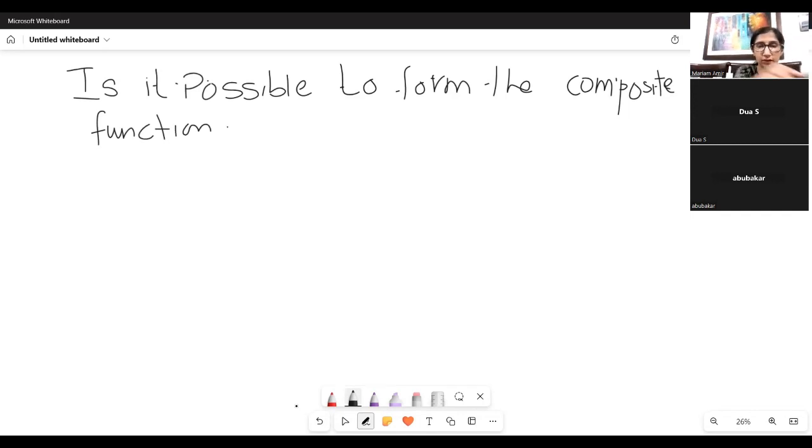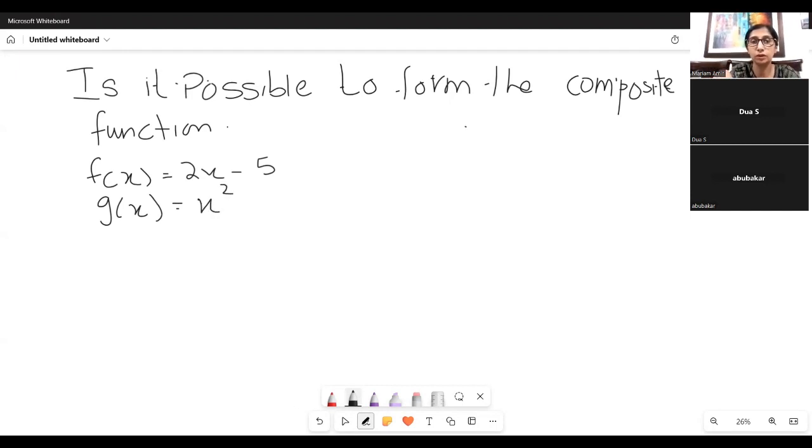Okay, like I just said, if you have a function fx equals 2x minus 5, and gx equals x square, जरूरी नहीं है that you can form fg or gf or gg or ff.